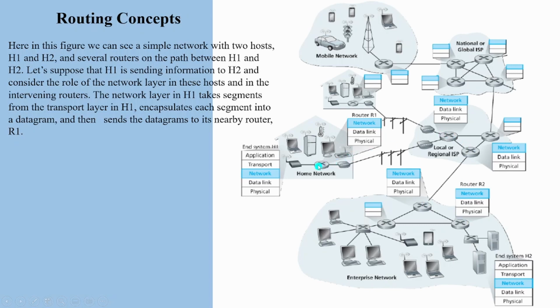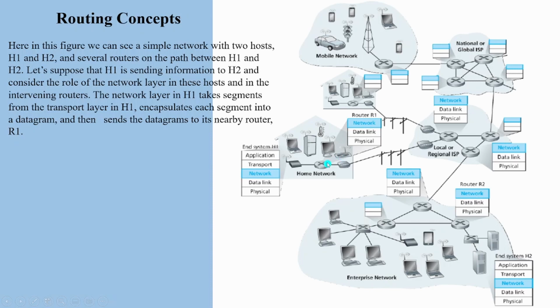Let's suppose that H1 is sending information to H2, the host on the other side of the network, and consider the role of the network layer in these hosts and in the intervening routers, because you can see that there are so many routers which connect different networks. The network layer in H1 takes segments from the transport layer in H1, encapsulates each segment into a datagram, and then sends the datagrams to its nearby router R1.